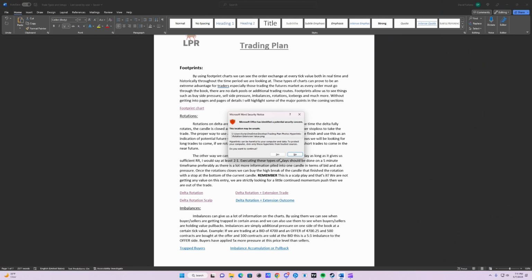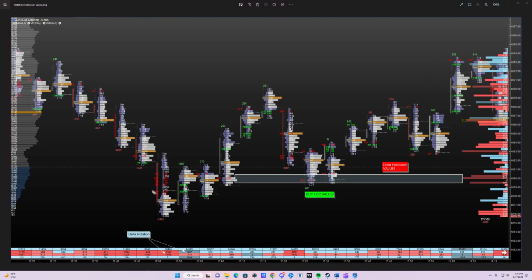Here is the outcome of that trade. This was the rotation down here. Price pushes up, pulls back. We look to buy for value, and we continue moving to the upside.